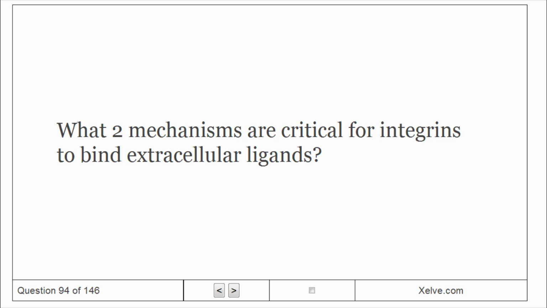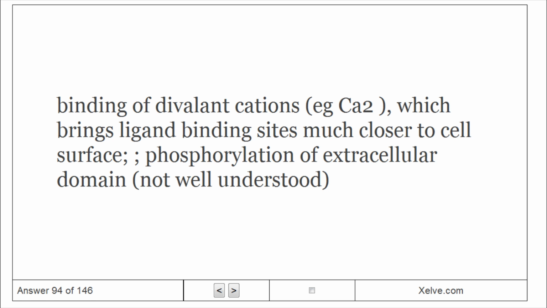What two mechanisms are critical for integrins to bind extracellular ligands? Binding of divalent cations, e.g. Ca2+, which brings ligand binding sites much closer to the cell surface. Phosphorylation of the extracellular domain, not well understood.